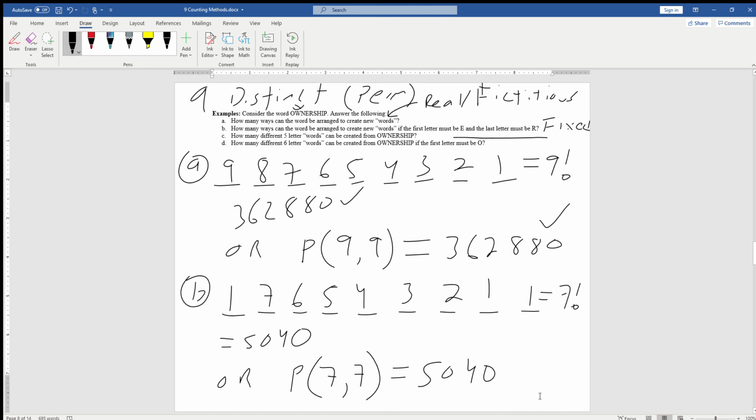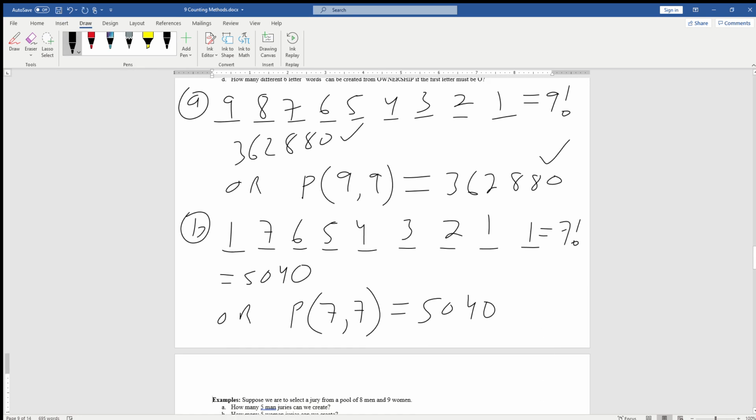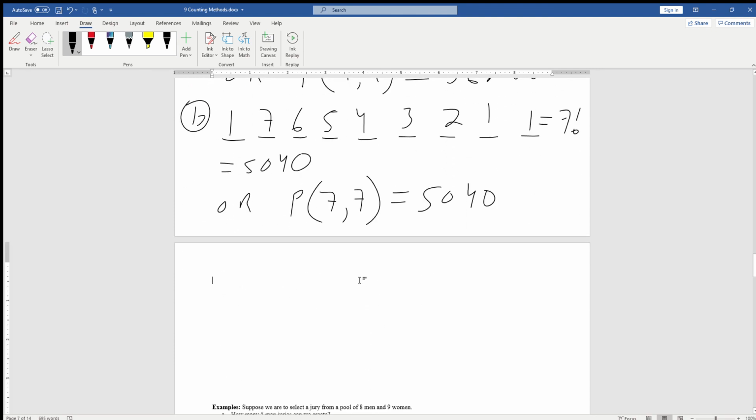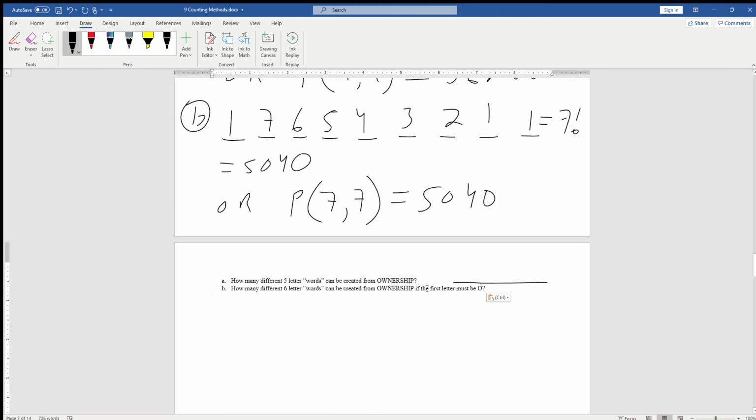All right. Another example. This time, how many different 5-letter words? All right, so I'm just going to copy these down to a new line. So how many different 5-letter words can be created from ownership? All right, so we're not limiting anything. All right, so there's 2 ways to do this. Okay, so this is actually letter C, despite what this says. So this is C and D. All right, so for letter C, 2 ways to do this.